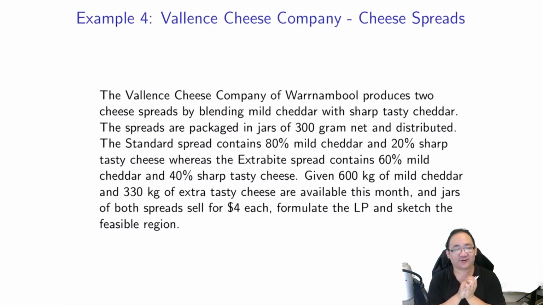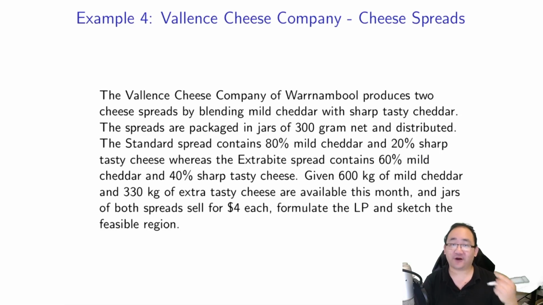And jars of bread spread sell for $4 each. Formulate the LP and sketch the feasible region. Okay, we've got 2 variables here. We've got 2 ingredients. But the different thing in this example is that we're dealing with percentages, which are not quite exact values. So we need to know how to convert the percentages given the context.